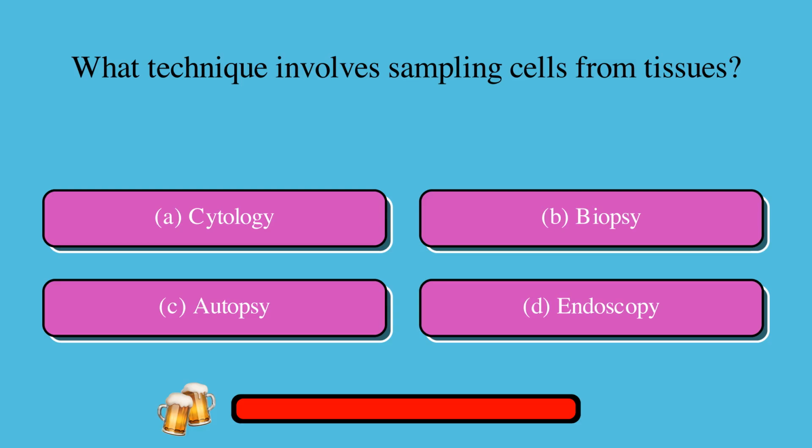What technique involves sampling cells from tissues? A. Cytology, or B. Biopsy, or C. Autopsy, or D. Endoscopy? The correct answer is B. Biopsy.